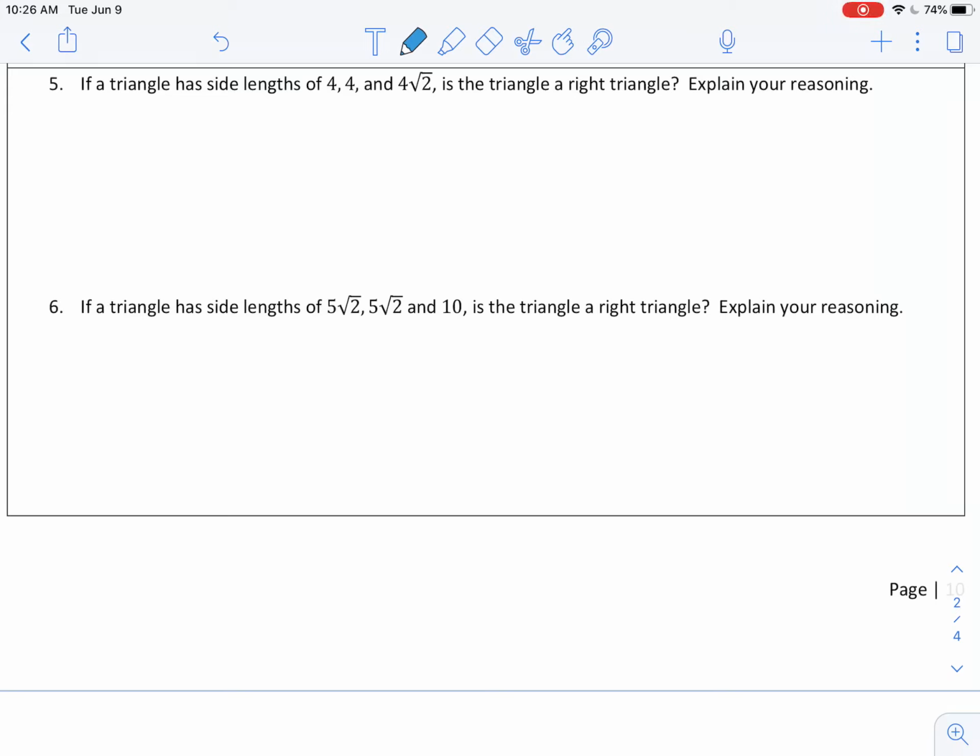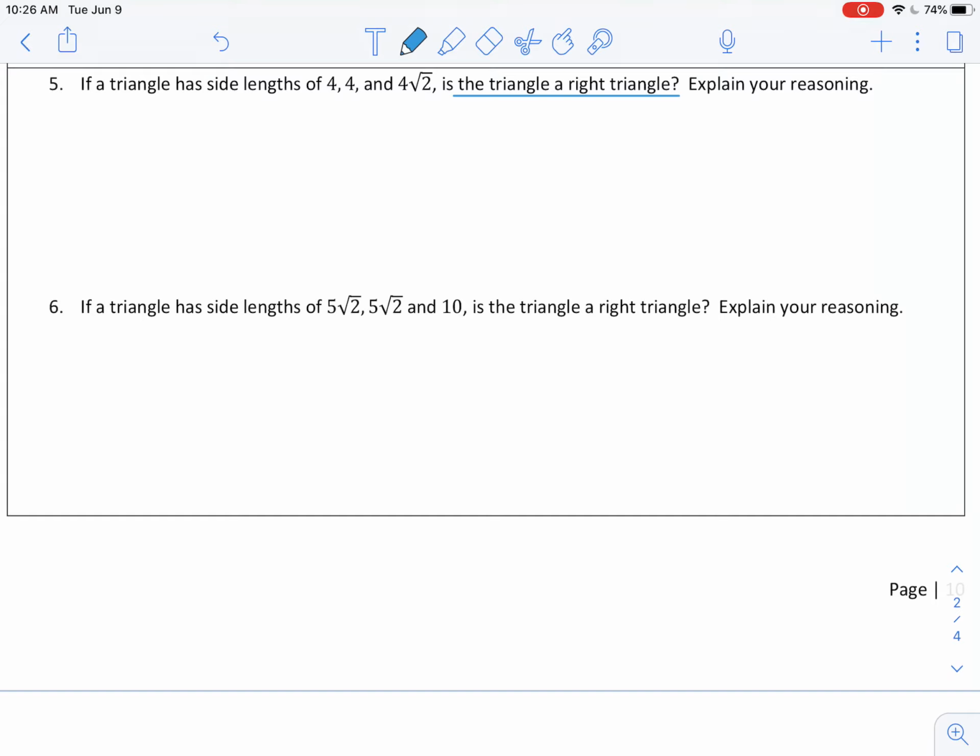So example 5 is a bit different, if only because there's no picture. It says, if a triangle has side lengths of 4, 4, and 4 square root 2, is the triangle a right triangle? So our ultimate question is, can you take those lengths and force them into a right triangle, or are they just some other type of triangle?